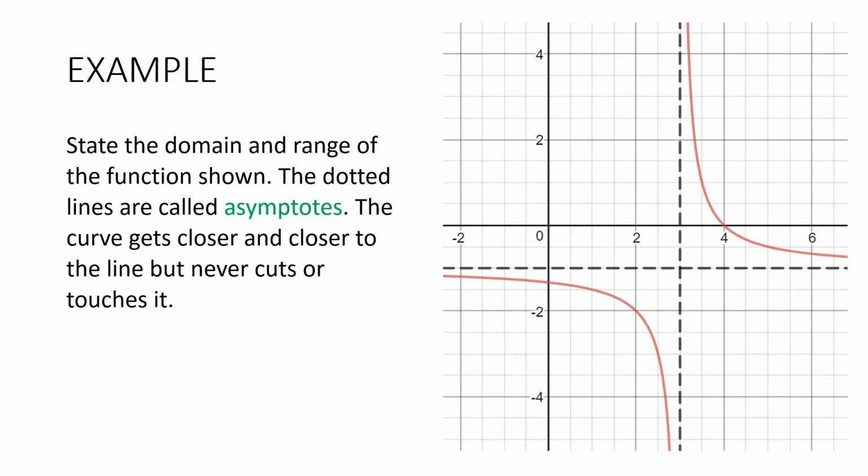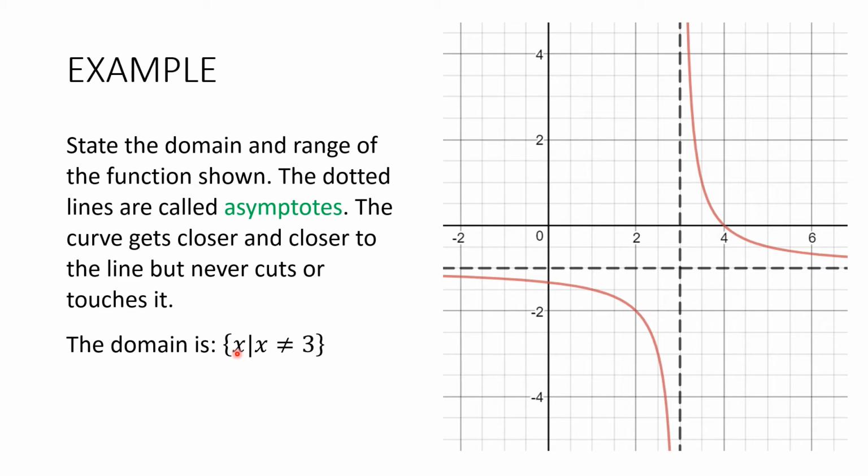Let's have a look here. We want to state the domain and range of the function shown. It's a hyperbola. The dotted lines are called asymptotes, and that means that the curve gets closer and closer to those dotted lines but never cuts or touches them. So this means that in terms of the domain, this function is going to exist everywhere along here and everywhere up here except that point, positive 3. Same with the range. It's going to exist everywhere down here and everywhere up here except for that point, negative 1.